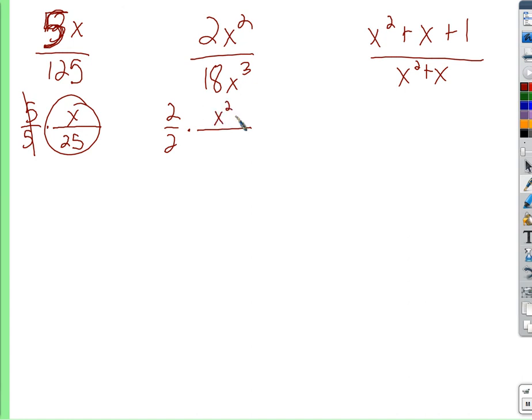Just an x squared. 2 times x squared is 2x squared. What do I have to put here so that I get 18x to the third? 9x cubed. 9x to the third. And now 2 divided by 2 is 1. When we cancel out things, this is what we're doing. We're taking the one factor, dividing it by itself, and causing there to be a 1, and 1 times what's left is just what's left. Does that make sense?